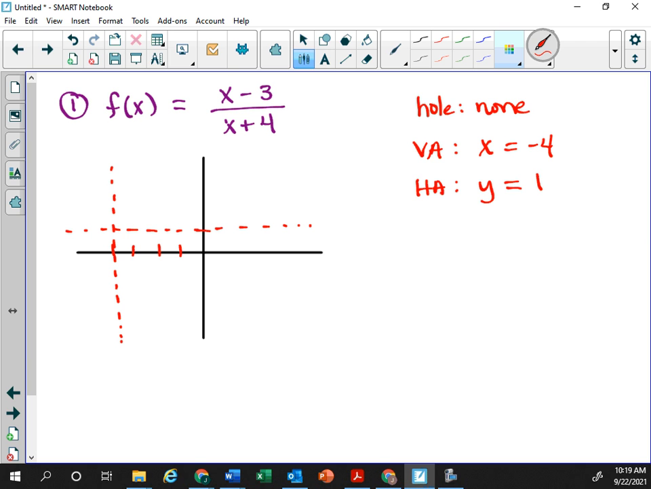All right, let's find our intercept. So let's think about the x-intercept first. Remember, the x-intercept is when y equals 0, and the only way y can equal 0 is when the numerator is equal to 0. So what do you think, guys? What is your x-intercept?